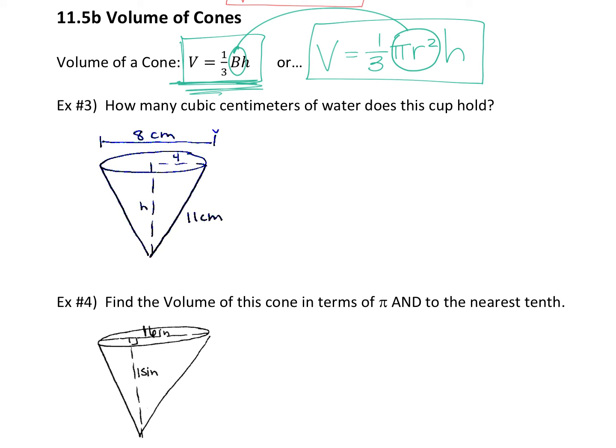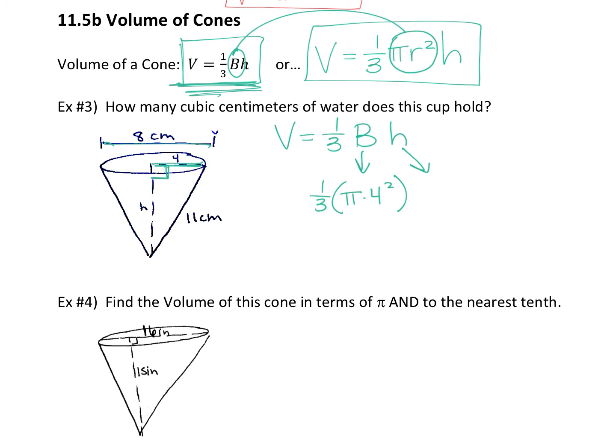What do we plug in for B? 1/3 BH. What's going to go here? Pi r squared. So they gave you the diameter of 8. The radius is 4. So it's 1/3 times pi times 4 squared. That's your B. What do you do for H?